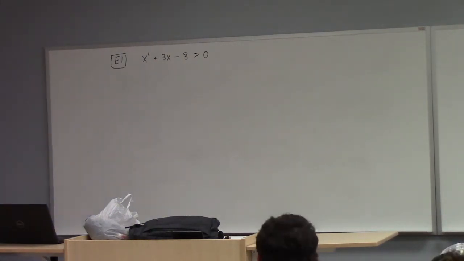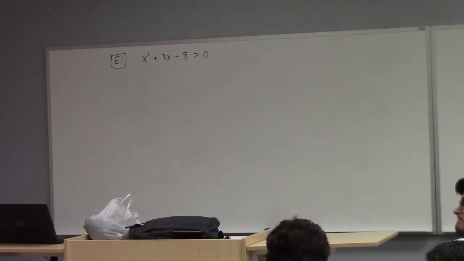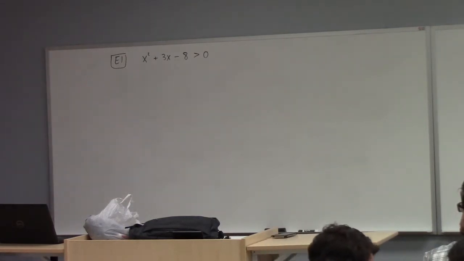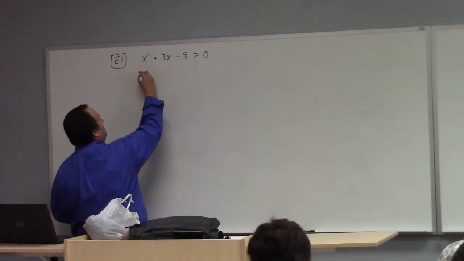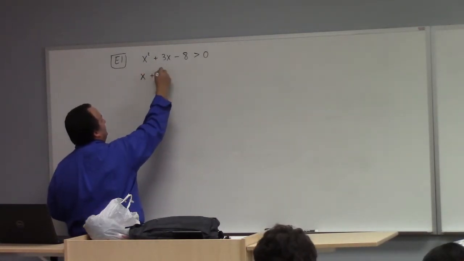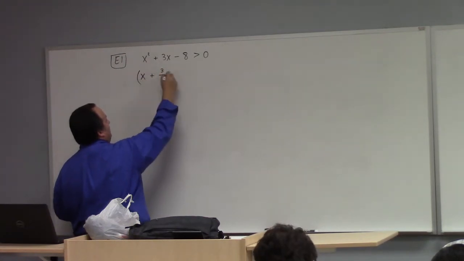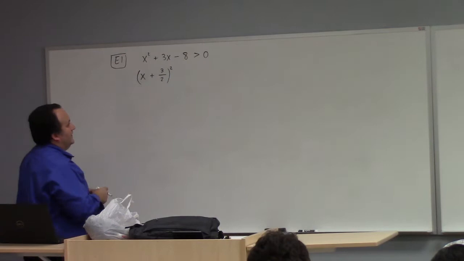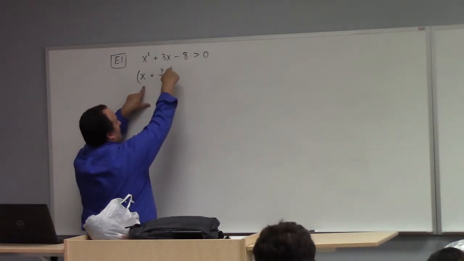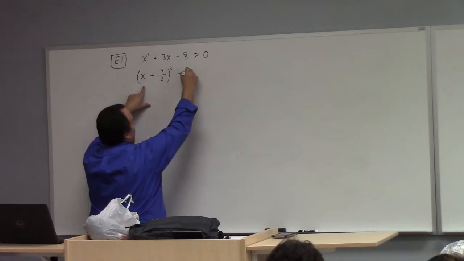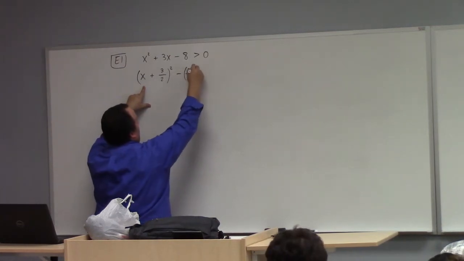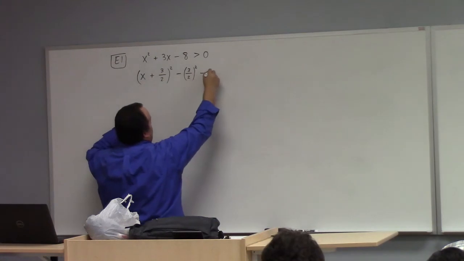So notice that to start with, we can't factor. It doesn't factor nicely. You can try, but it won't work. So pretty much, we're going to need to use completing the square to factor. So what we're going to do is take half of 3, which is 3 halves. We square that. And then, as we discussed, in order to be fair, we have to subtract the square of 3 halves. And then, of course, we still have the minus 8.